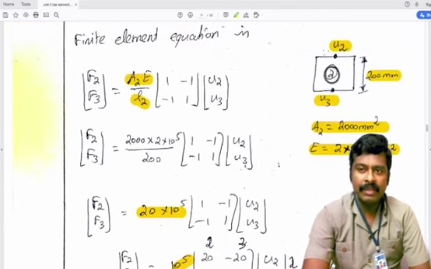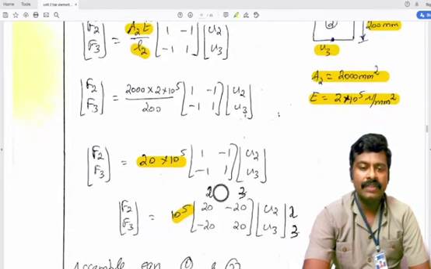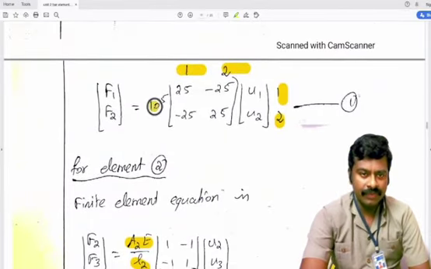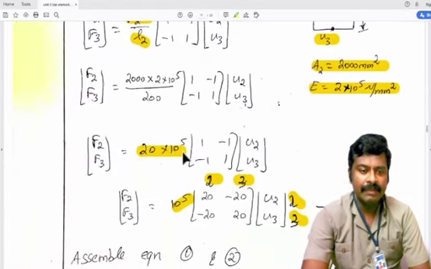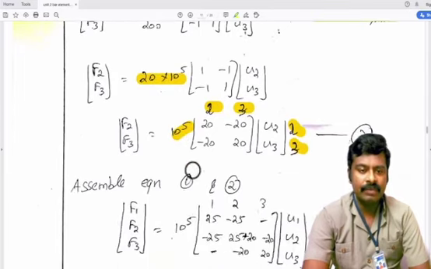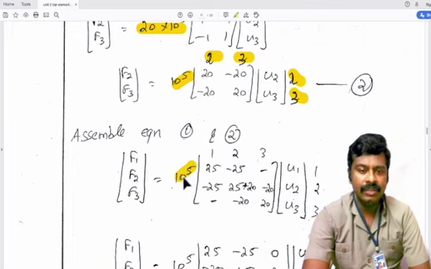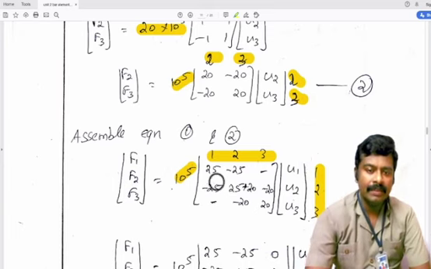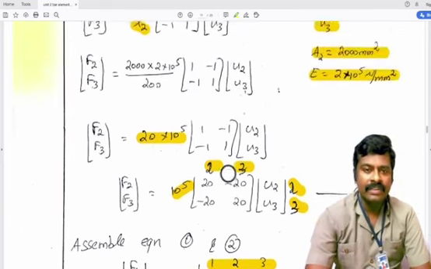And element 2 has two nodes, node 2 and node 3, therefore here I put the values 2 and 3 over the matrix. So for element 1 the coefficient value is 10 raised to 5 and for element 2 the coefficient value is 10 raised to 5. Both values are the same, therefore there is no issue in assembling elements 1 and 2, that is 10 raised to 5, and put F1 F2 F3 and the values 1 2 3 over the matrix. Total nodes are 1 2 3, 2 elements, 3 nodes, therefore assemble the values.